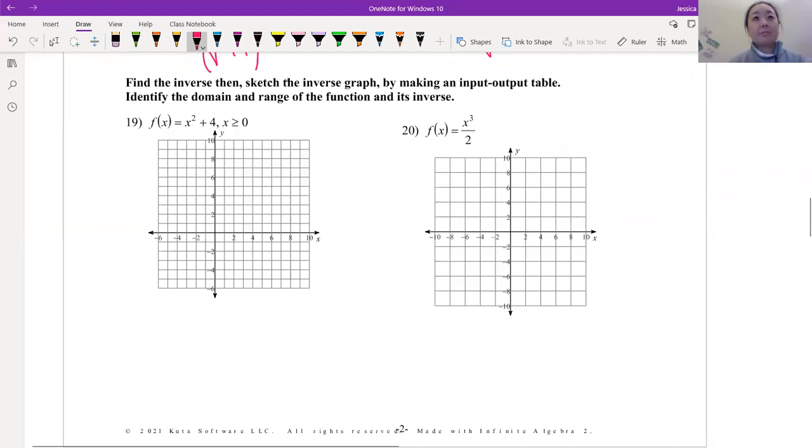Find the inverse, sketch the inverse graph by making an input-output table, and then identify the domain and range of both the function and the inverse. Okay, I know it's a lot, but it's okay. We'll just deal with it one by one. So first we're going to find the inverse. Over here on the left, I'm going to find the inverse, so I'm just copying this down.